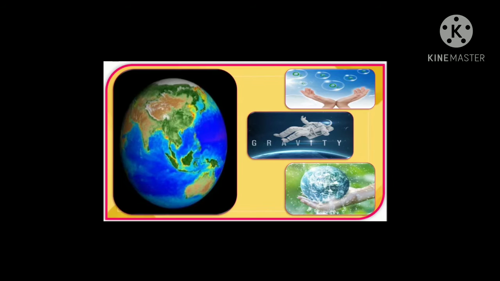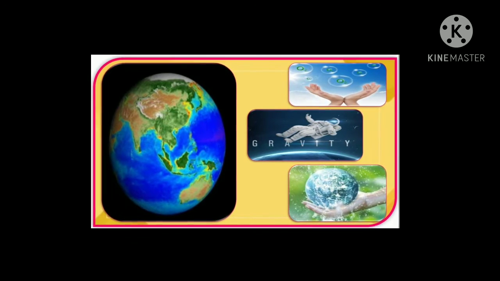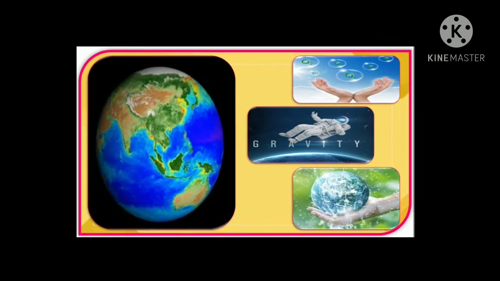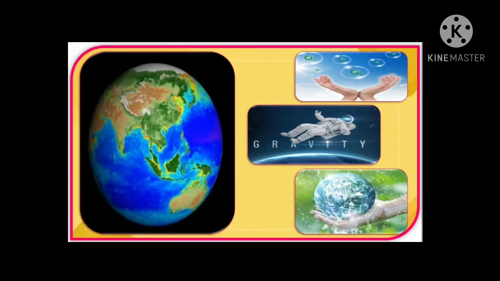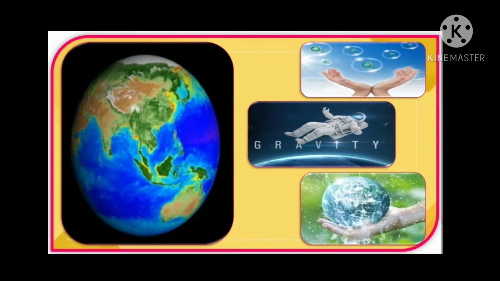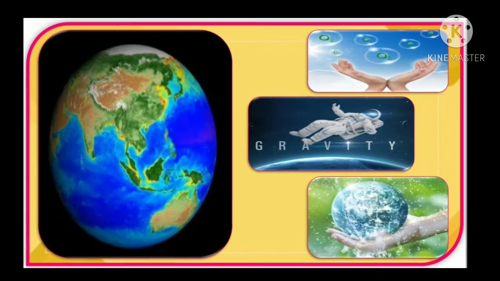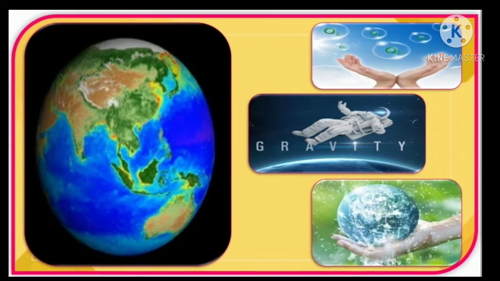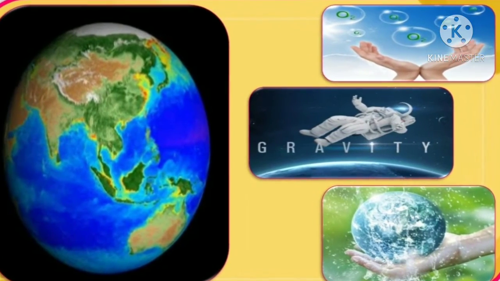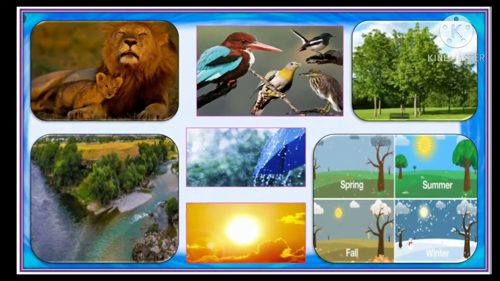Okay, what makes the Earth the one and only living planet? Do you have any idea? Yes, you're correct. Availability of oxygen, proper gravitational pull, and presence of water are the main reasons that make the Earth the one and only living planet. Do you agree with me? Yes. Okay. What are the things that make the Earth a unique planet?